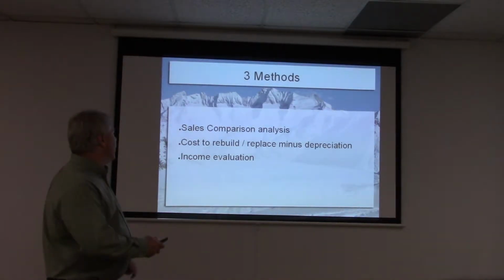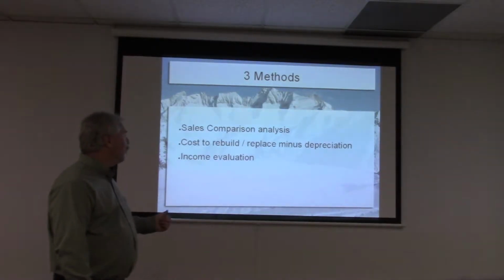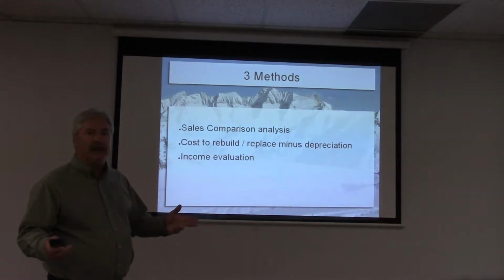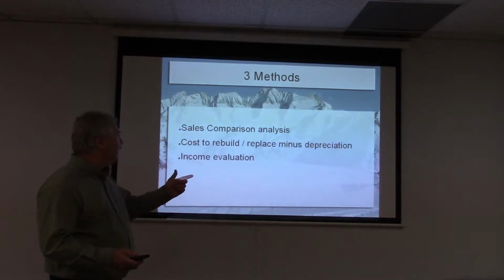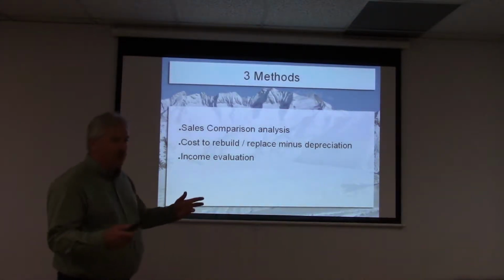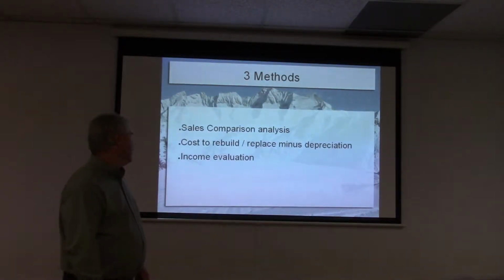Another way is cost to rebuild or replace, minus depreciation, of course. That one is more useful if it's a newer building, typically a standalone building, something that's fairly easy to put a cost to. If you've got any kind of special building, historical, anything of that nature, that's pretty much out. And of course, the income evaluation on income-producing properties.